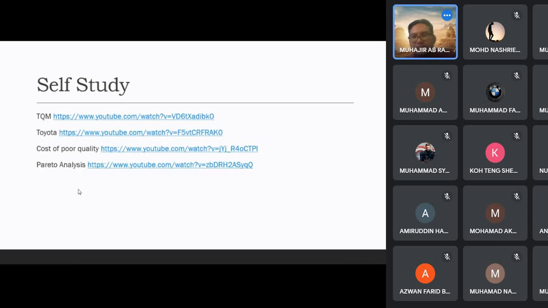Ada apa-apa ke? Semua dah tak ada ke ni? Ada lagi. Ada ya? Okay. Ada. Dia tak ada suara lah. Tak boleh nak cakap banyak lah.